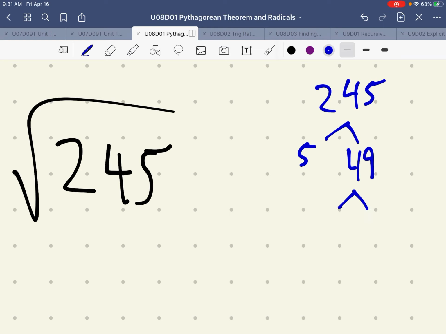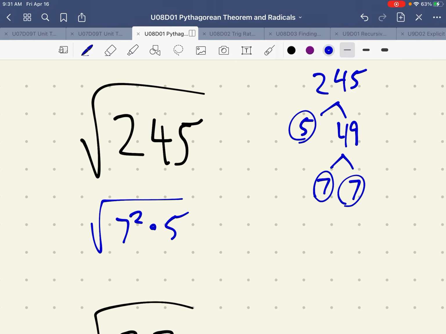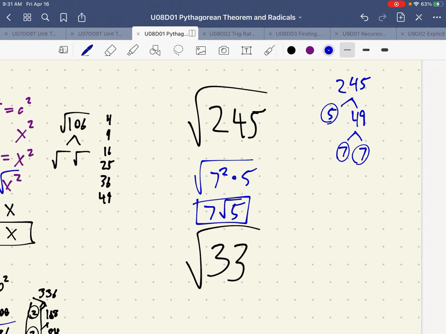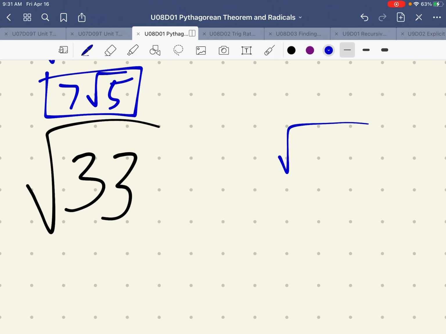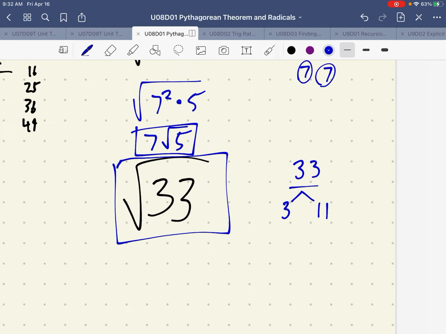So we could stop there, but just to demonstrate the factoring method, I'm going to factor that completely. 7 is a prime number. So this can be rewritten as 7 squared times 5, and the square root of 7 squared will be equal to 7. So this final answer here is 7 radical 5. Oh, and we have radical 33. Radical 33 is the same thing as, well, 33 breaks down to 3 times 11, neither of which are perfect squares, meaning that this problem cannot be simplified because the radical itself contains no perfect squares.